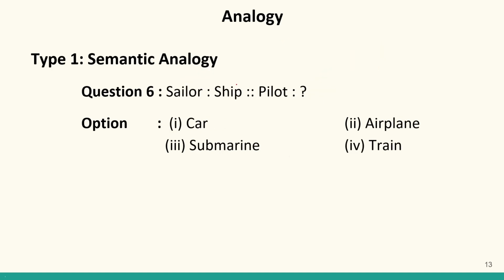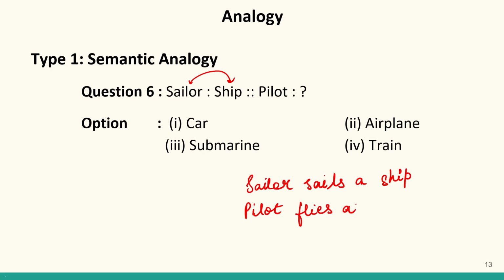Now, sailor is to ship and pilot is to what? The logical relationship between sailor and ship is that a sailor sails a ship. Similarly, a pilot flies an airplane. So our answer will be option number 2, airplane. So in semantic analogy, we basically find the relationship, the logic used between the first pair, and then we use the same logic to identify the missing element in the second pair.